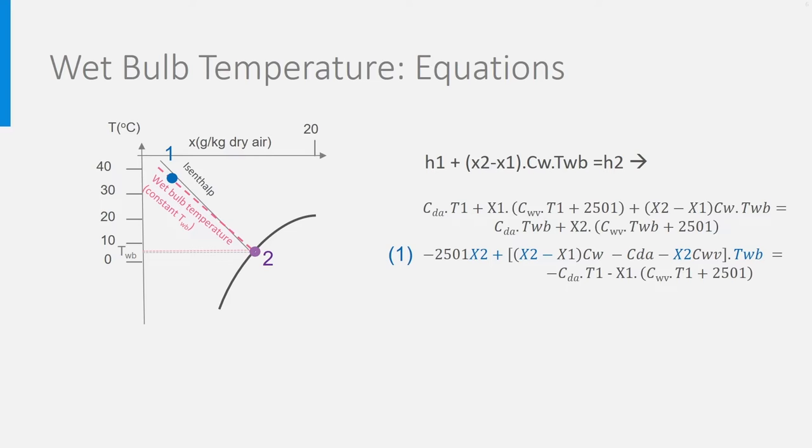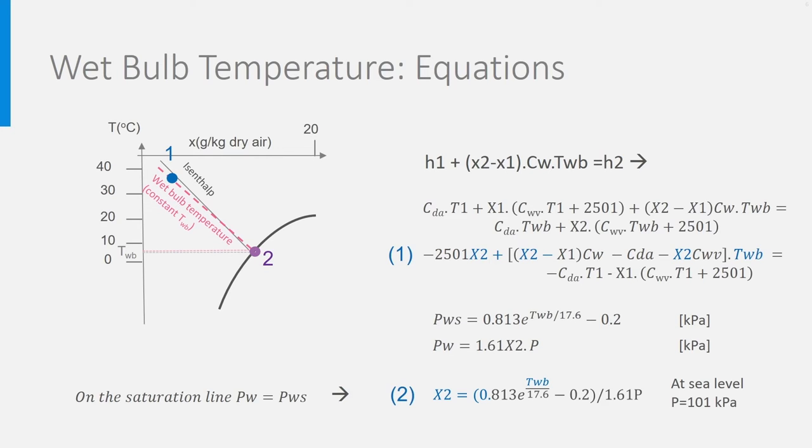Maybe you remember a lecture about psychrometrics and humidity, in which we derived the relationship between saturation pressure and temperature, and the relationship between partial pressure and absolute humidity. On the saturation line, Pw equals Pws, which leads to this second equation. By combining 1 and 2, you should be able to determine the wet bulb temperature TWB and the corresponding absolute humidity.